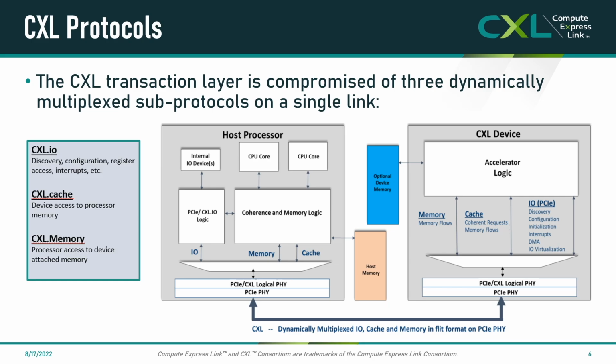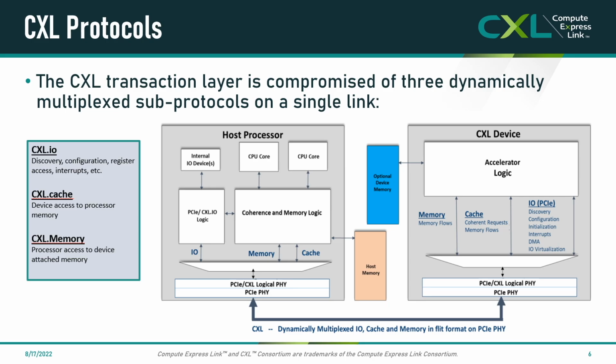In this example, on the left-hand side, we have a host CPU, and on the right-hand side, we have a CXL device with some memory attached to it, the one that is colored in blue. The host CPU also has memory attached to it, the one colored in peach. The CXL.io protocol is used for things which are primarily PCIe in nature, for example, the discovery of the device, configuration register settings, interrupts, DMAs, virtualization, etc.